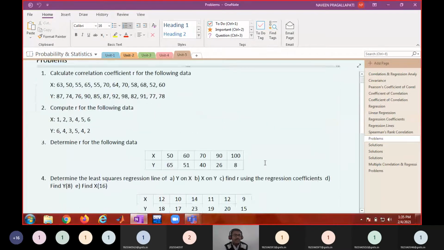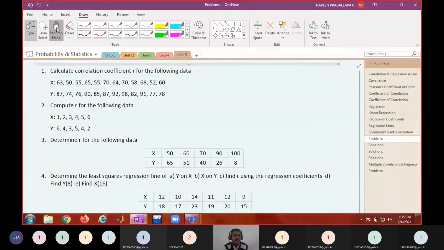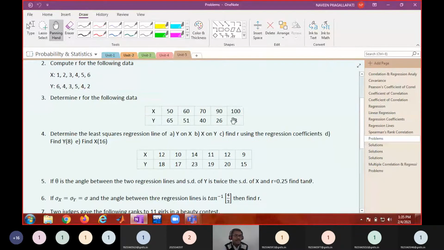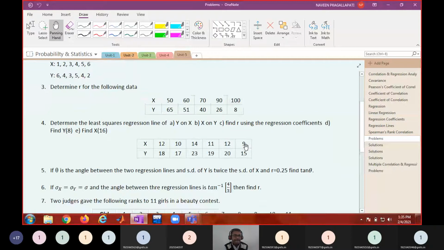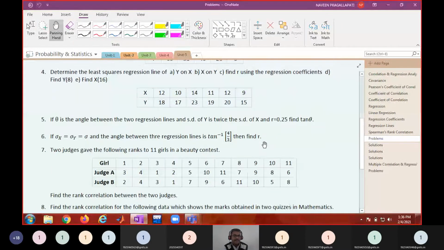Okay. So we discussed problem number 1, I think. In a similar way, I told you to do problems number 2 and 3. We did problem number 4. We computed regression lines, and we computed r. We computed r using the regression coefficients, and we computed these two also, y on x and x on y.